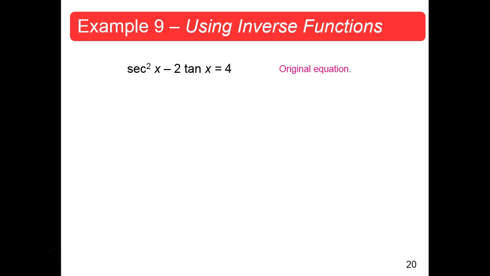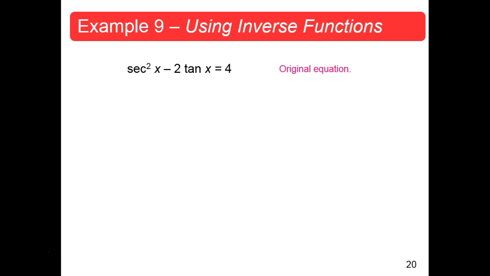Secant squared x minus 2 tangent x equal 4. There's an equation. They call it the original equation. It's an equation. Okay? What in the world can we do with that? You see any problems with it? Yeah, you have two different functions. So that's like having apples and oranges, right? I like them both. Okay, what do we do with it?